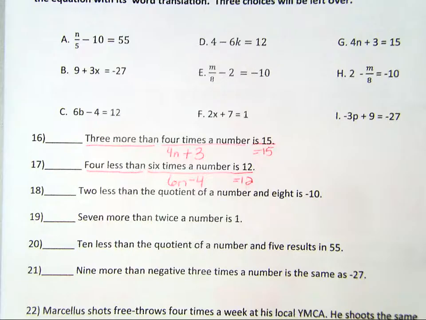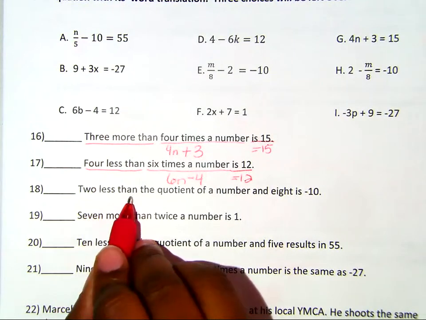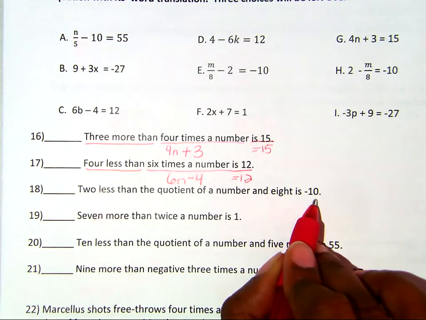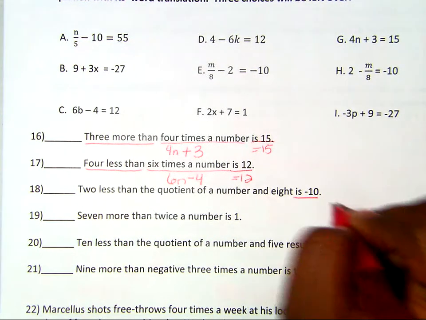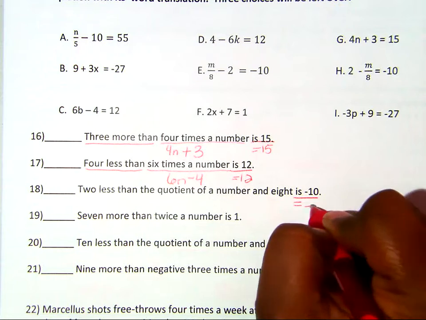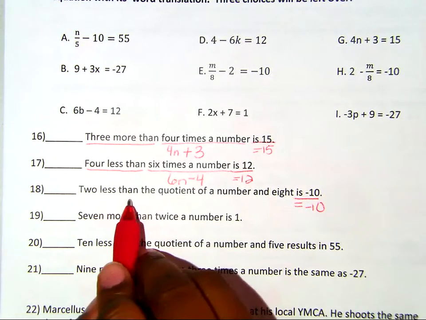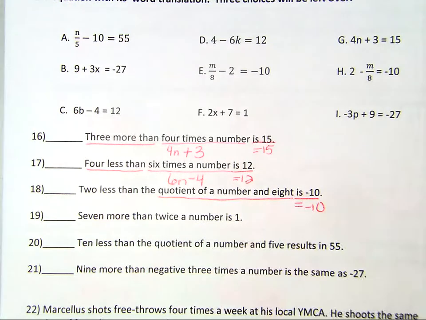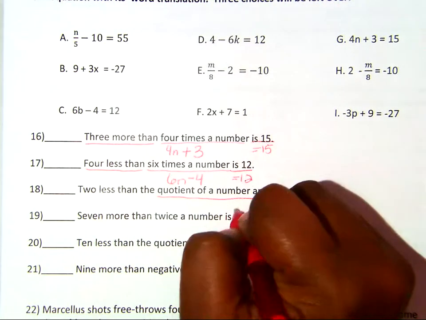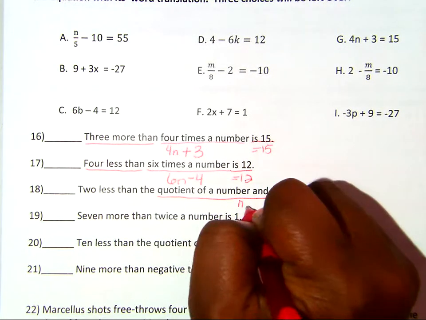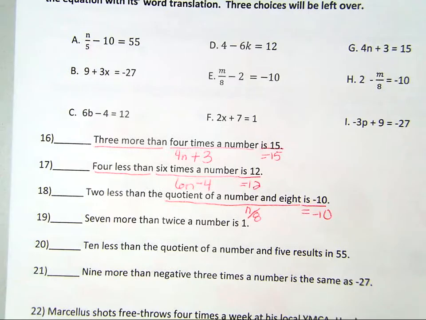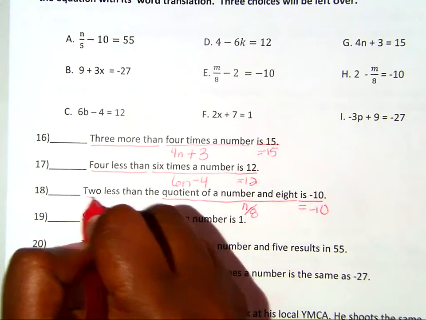2 less than the quotient of a number and 8 is negative 10. So I got my is negative 10. That tells me equals negative 10. Quotient of a number and 8. So that is a number and 8. That's division. And then 2 less than means I got to take 2 away.